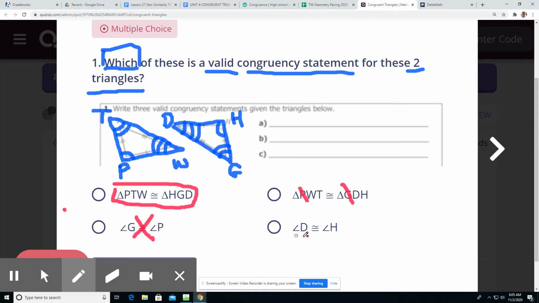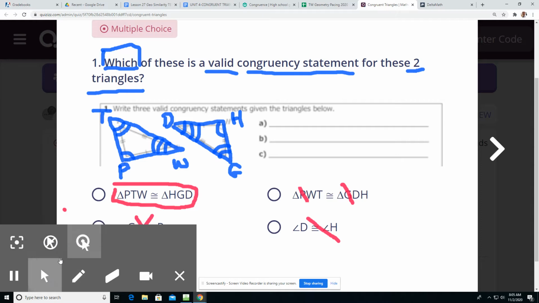And then let's take a look at angle D. Angle D has 3 dashes. Angle H has 1 dash. They're relating it in the same triangle. That's no good also. So there's our first one.